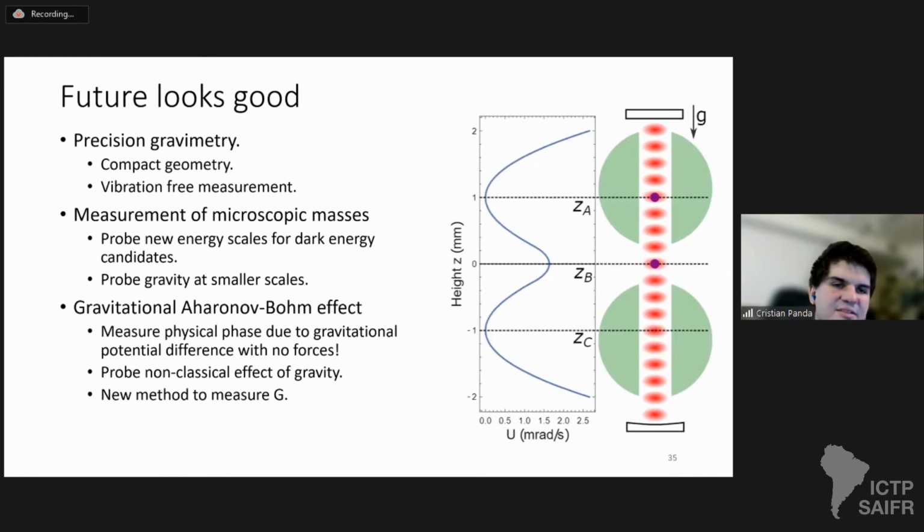Another exciting research direction might be to measure the non-classical effect of gravity, the gravitational Aharonov-Bohm effect. We could do this by assembling a source mass geometry as shown here on the right side. By holding each interferometer arm at the maxima and minima of the gravitational potential, we could measure the potential difference between the two arms, really in the absence of forces. And this experiment could be a new way to measure Newton's gravitational constant, big G, in the long term.